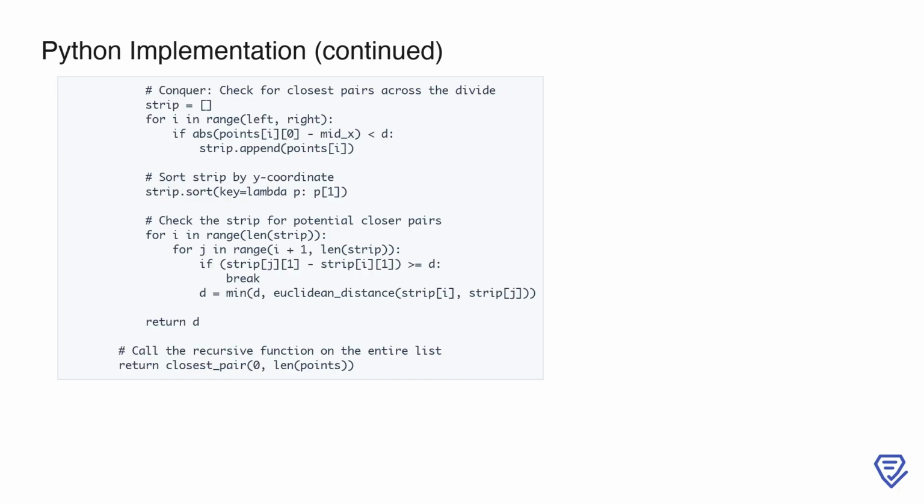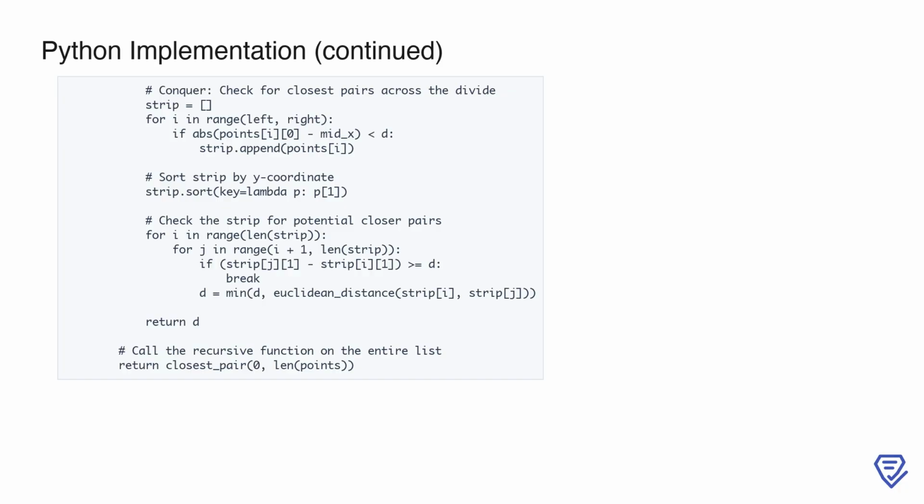After constructing the strip, we sort these points by their y-coordinates. Sorting by y-coordinate ensures that we can efficiently check potential closer pairs in the next step. Then, for each point in the strip, we check it against the next few points in the sorted order. Specifically, we only compare points that are nearby in the y dimension, as pairs with larger y distances cannot have a smaller Euclidean distance than d. If we find a new pair with a smaller distance, we update d accordingly.